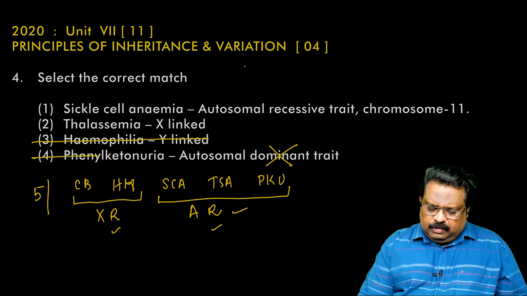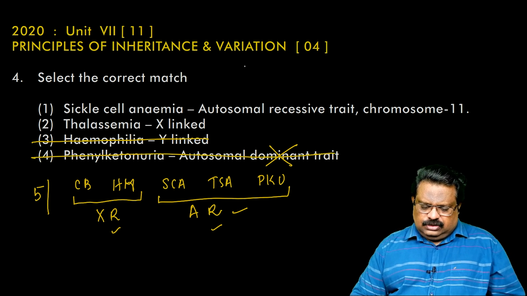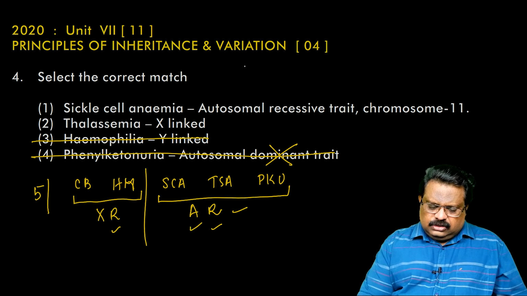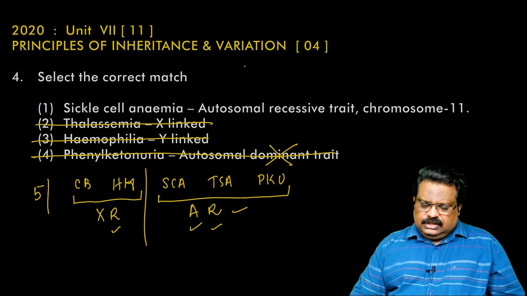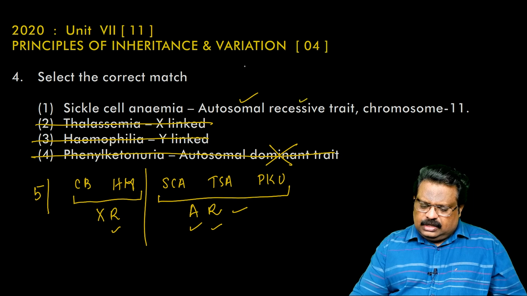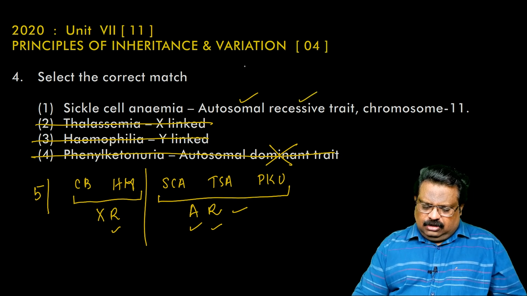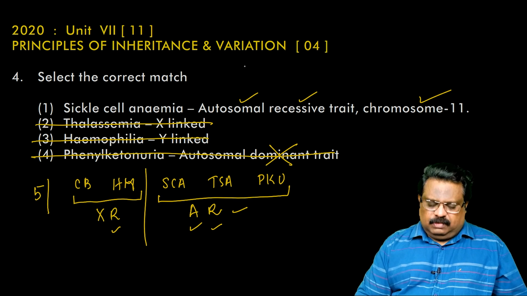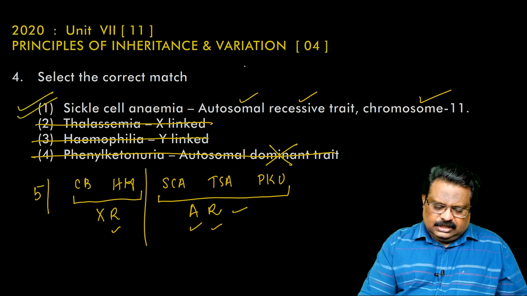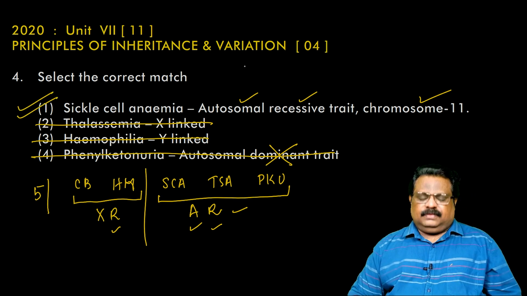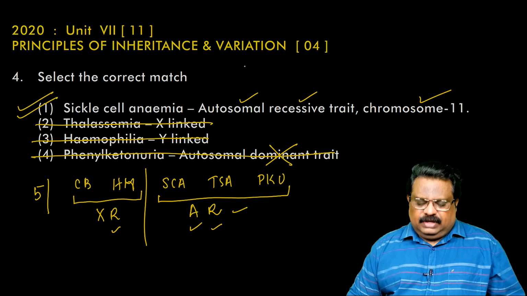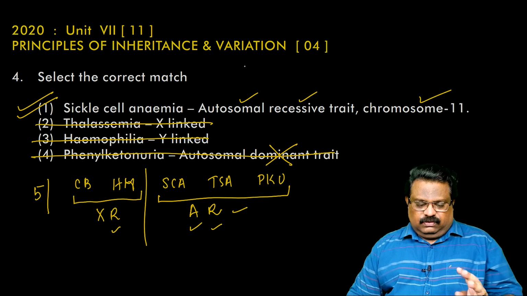Phenylketonuria autosomal dominant trait is also a wrong choice. Thalassemia is not X-linked, it is autosomal. So that also is a wrong choice. Sickle cell anemia, autosomal recessive trait. Yes, autosomal recessive in chromosome 11. The genes are present in chromosome 11. So it is the right statement, choice number 1. So these were the 4 questions from Principles of Inheritance and Variation during 2020.